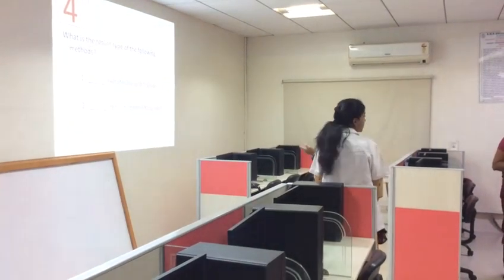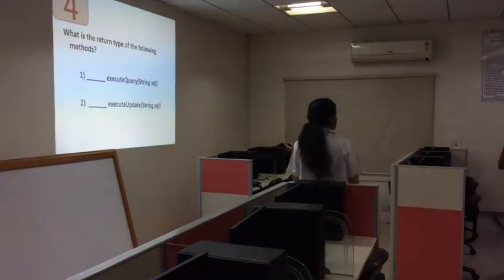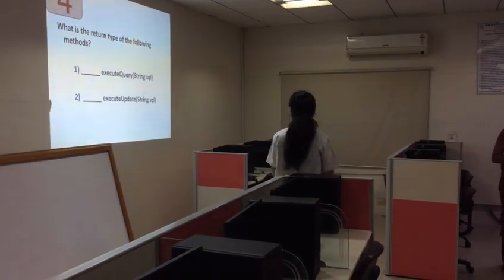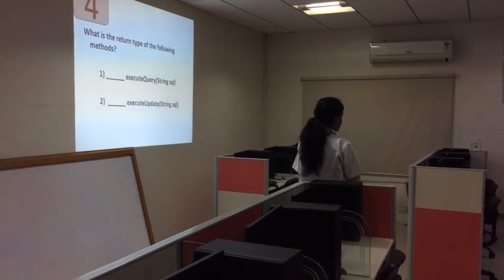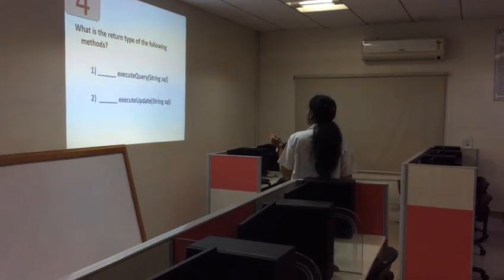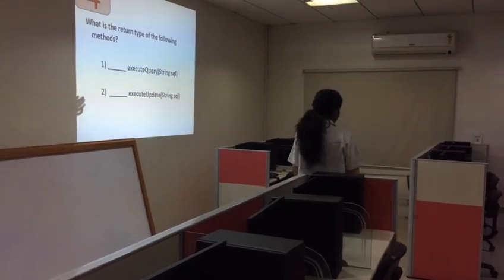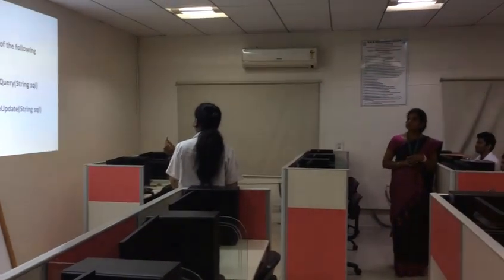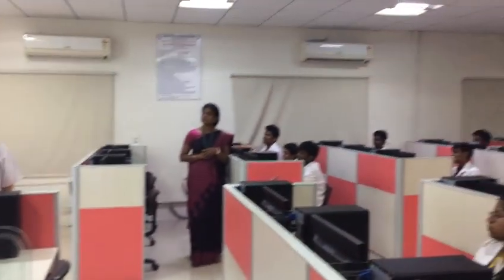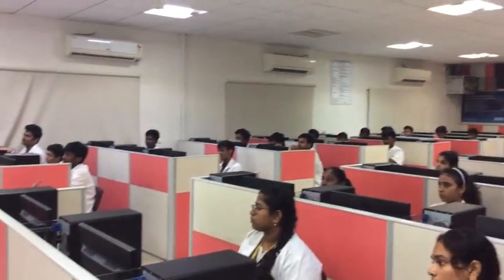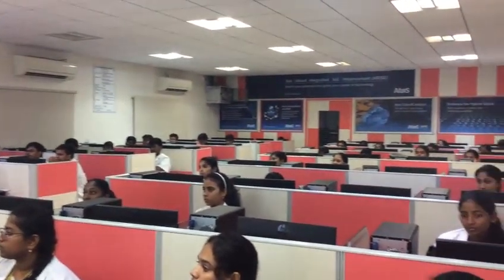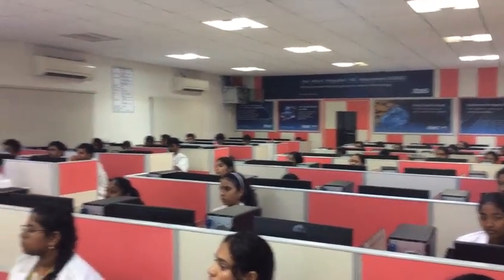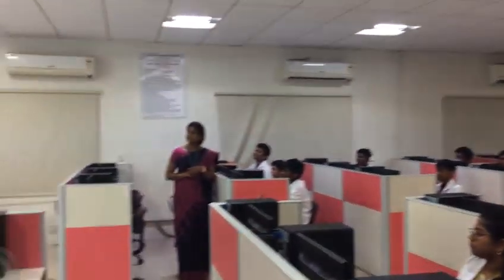The return type of the method executeQuery is ResultSet. The ResultSet object stores the result of a select query of the database. It represents a set of rows. And the return type of executeUpdate is int. It is used to modify the data in the database. It is commonly used in statements like insert, update and delete. The return type int represents the number of rows affected by the SQL statement.